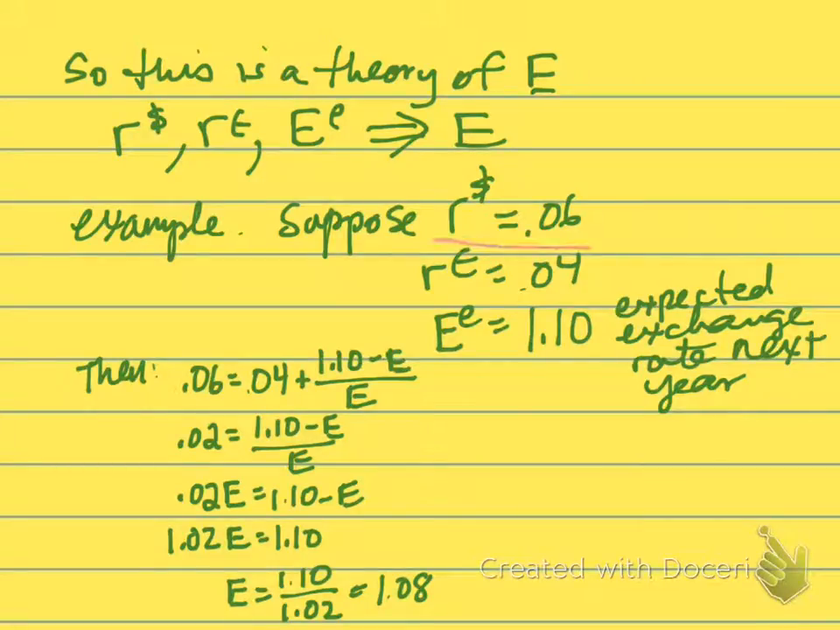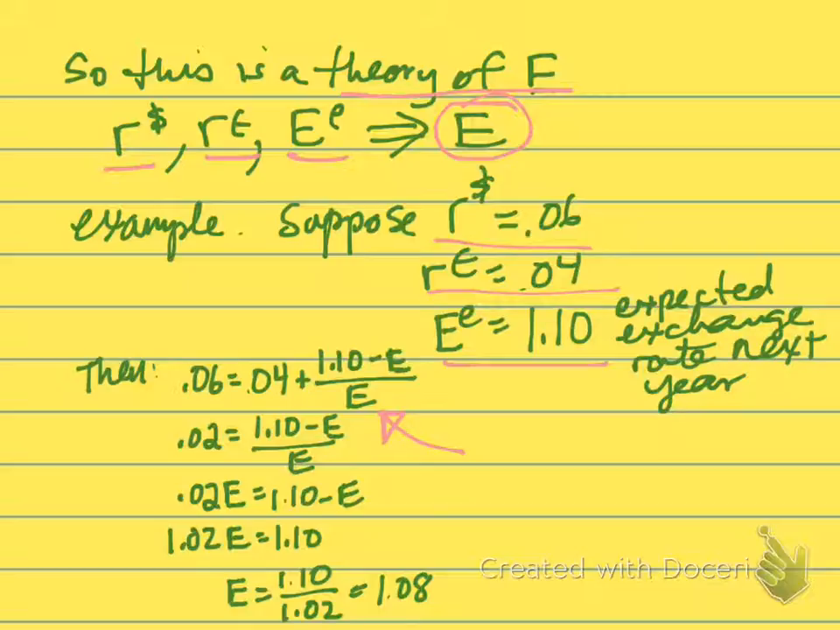Let's suppose that the interest rate in the U.S. is 6%, the interest rate in euro is 4%, and the expected future exchange rate a year from now is $1.1 per euro. So then we plug those numbers into the formula, and we calculate the value of E. Remember, this interest parity condition, or this no-arbitrage condition, is a theory of the determination of the exchange rate. It's saying that the dollar interest rate, the euro interest rate, and the expected future exchange rate together determine the current spot exchange rate.